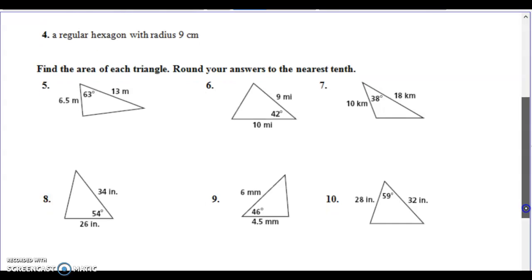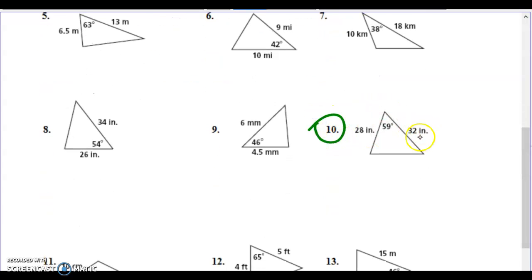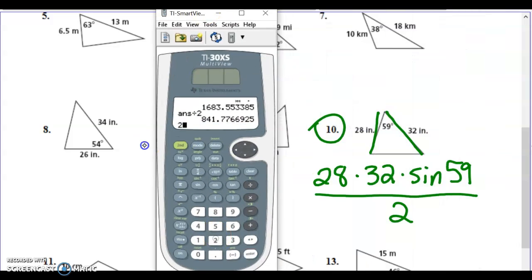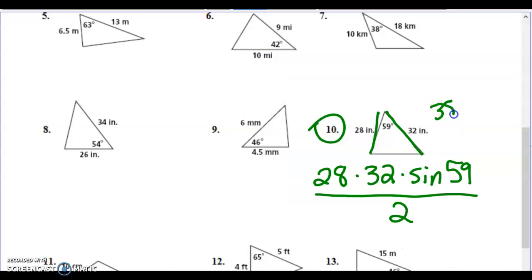So if I was just going to do this normal triangle, let's look at number 10 here. I don't have a 90, so I can't use base times height divided by 2, but I can do side 28, the other side 32, sine of the angle between the 28 and the 32, which was that 59, so sine 59, and then divide by 2. All I need to do now is type that in on my calculator. It would be 28 times 32 times sine 59, close the parentheses, equals, and then divide by 2. So the area of this triangle would be 384.0 inches squared.